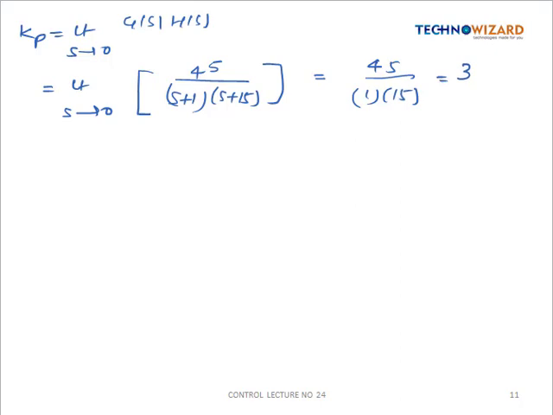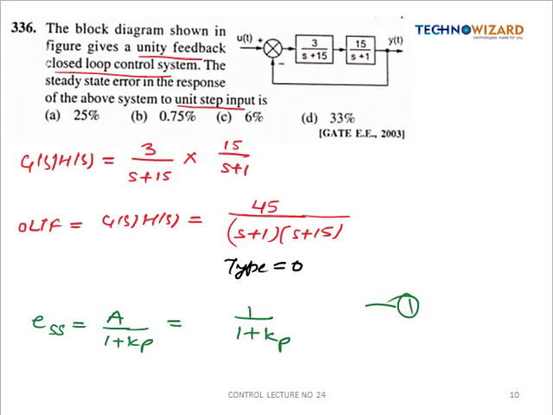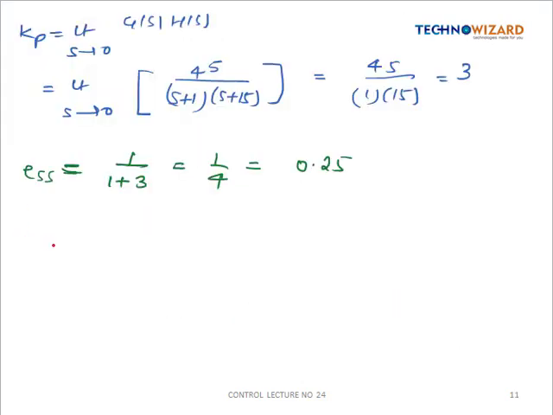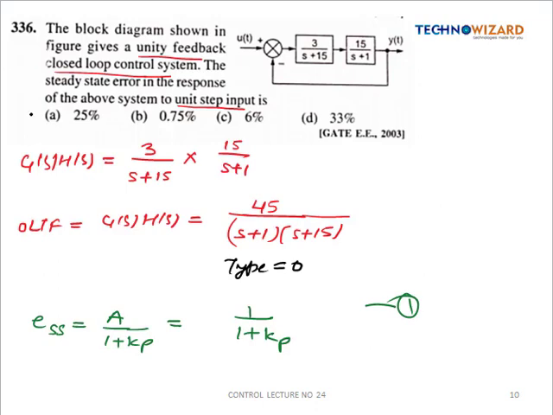So for the steady state error, substitute this value in equation 1: it will be equal to 1 by 1 plus 3, which is 1 by 4, equal to 0.25. We have to find it in percentage, so 0.25 means it is 25 percent. So option A is the right answer.